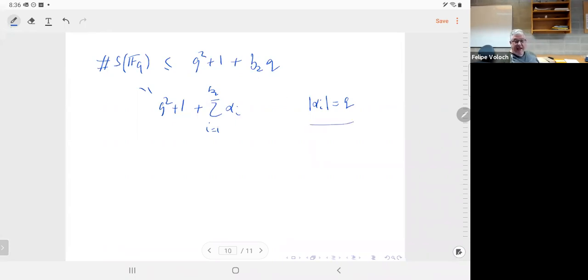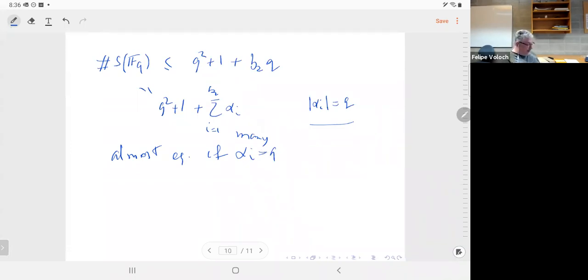And just like in the case of curves, if you have low defect, if you have a surface that gets close to this bound, that is, it equals the bound, or the bound minus 1 or the bound minus 2, what you can prove is that many of these alpha i's are equal to q. So almost equality means many alpha i's are equal to q.